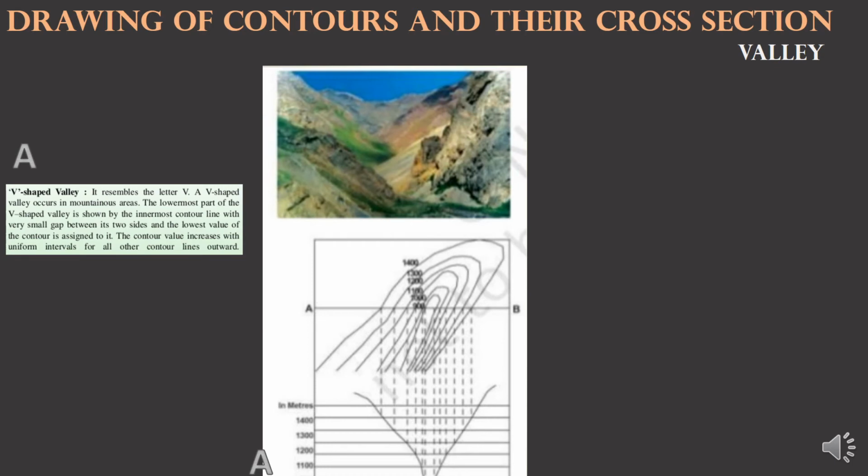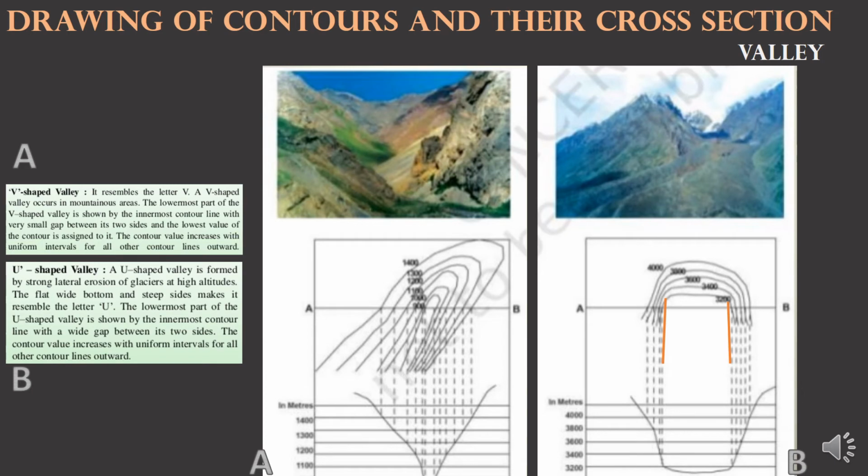As for valleys, we have the shape in nature. We can see it clearly as a V-shaped valley. How can we know it in a contour line layout? We can see these two lines close to each other. That means that the sides are steep and they are V-shaped.